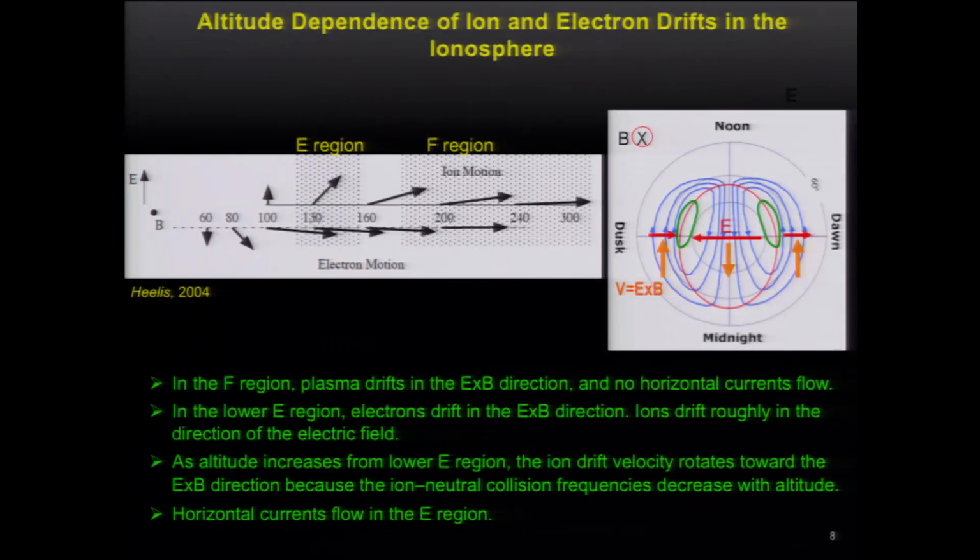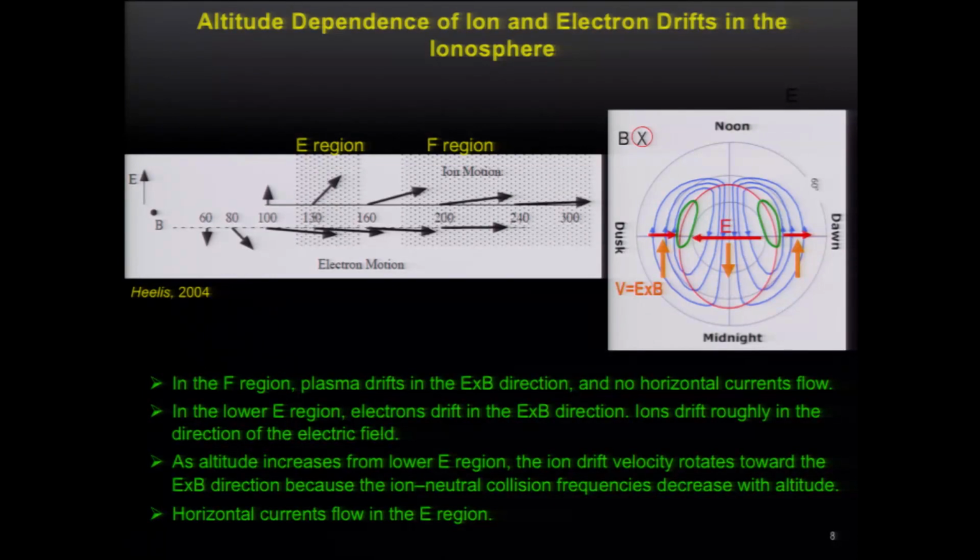So from a single particle point of view, in the ionosphere F region, the plasma collision frequency with the neutrals is much lower than the gyro frequency. So both the ions and the electrons will drift in the E cross B direction. That also means the trajectories of the F region plasma will also follow those circles.